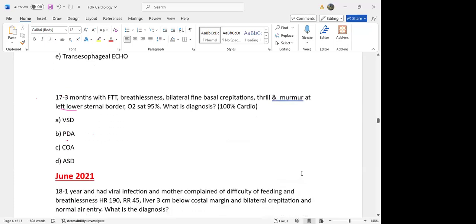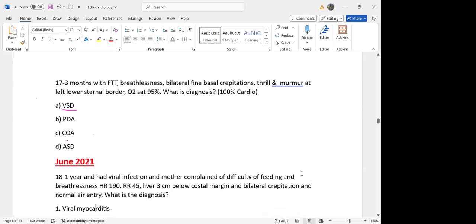Next, a 3-month-old with failure to thrive. Please keep this in mind: this child has failure to thrive, breathlessness, bilateral basal fine crepitations, thrill, and murmur at the left lower sternal border. Saturation is 95. So what is the diagnosis here? VSD. VSD, very good. So this child has VSD presenting with failure to thrive, most likely a large VSD.